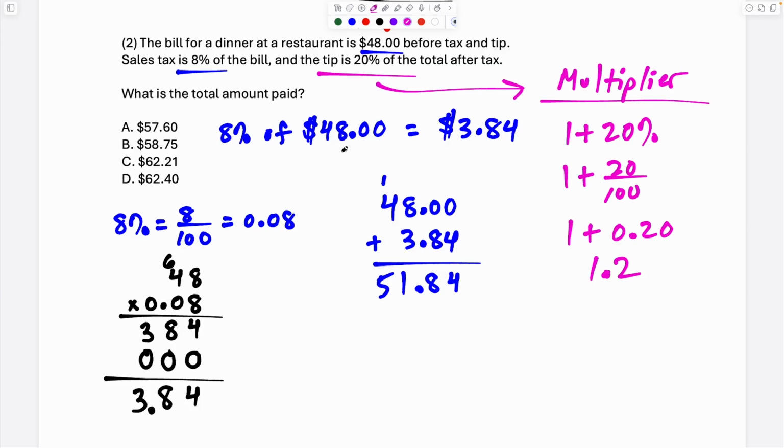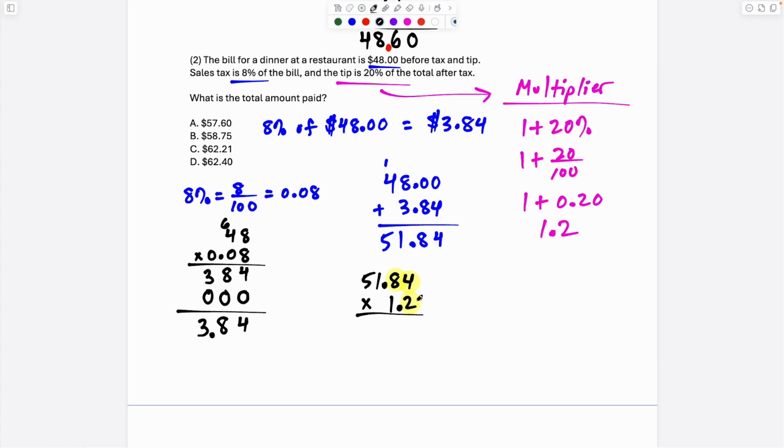So what I'm going to do with this information now is I'm going to multiply 51.84 by 1.2. Okay, so I'm going to do times 1.2. And this might look a little bit messy here, but what I'm focusing on for this is that we have 1, 2, 3 digits after the decimal that we're going to have to pay back at the end. So let's go ahead and work this out.